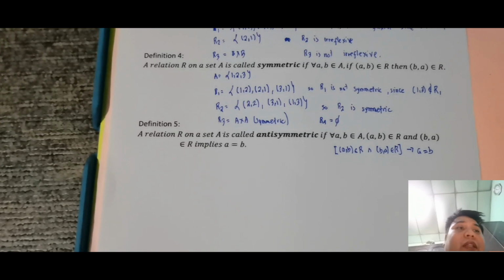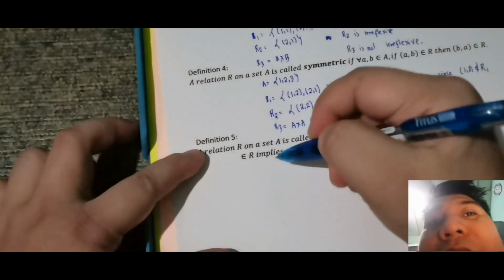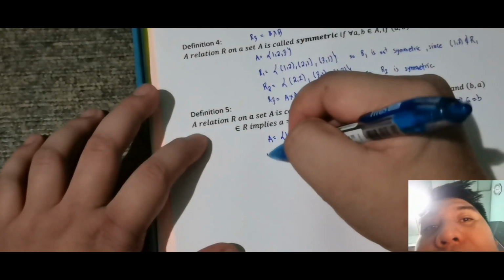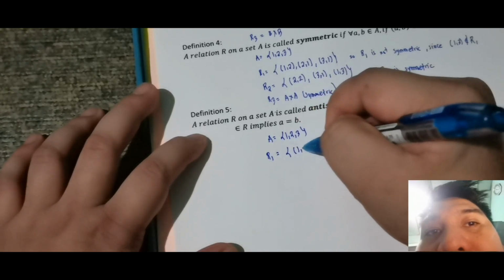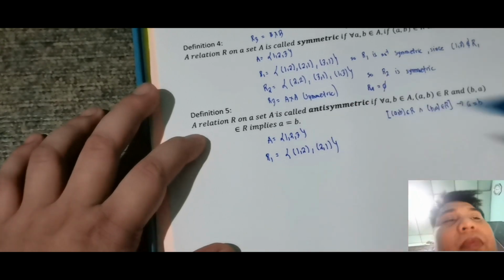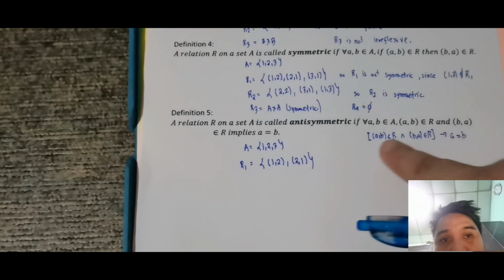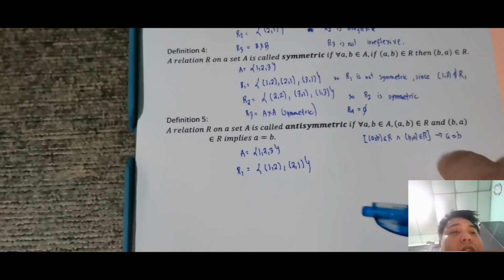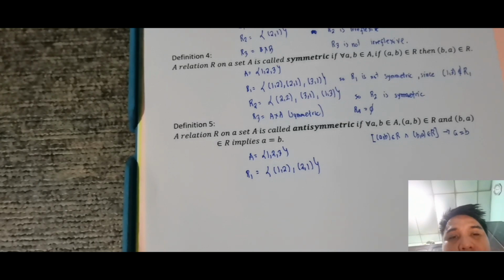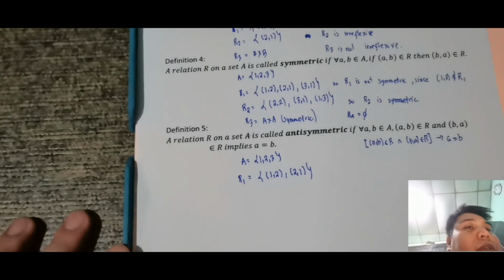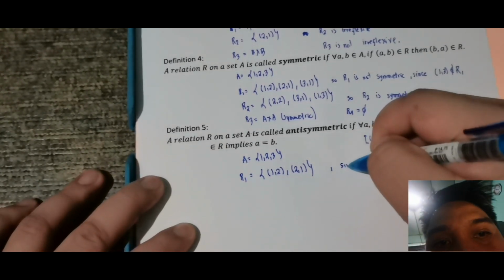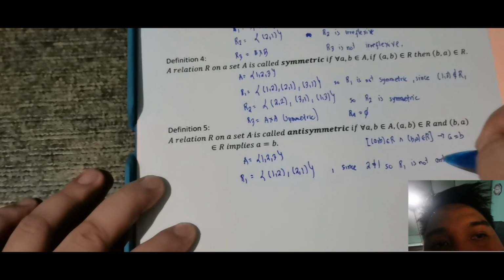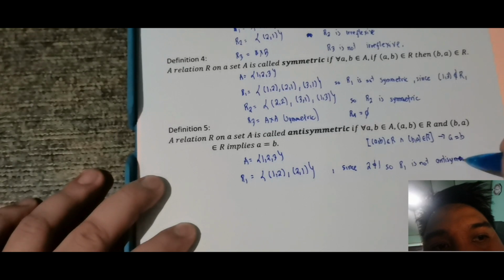So, this is the first example. Let's say A is the set containing 1, 2, 3. Let's say R1. Let me first put (1, 2), (2, 1). I said earlier that the condition says if (A, B) is there, (B, A) must be there too, because of the conjunction. So that premise must be satisfied first. Then after satisfying the premise, you conclude that A must equal B. Now, I see (1, 2) and I see (2, 1), but 2 is not equal to 1. Since 2 is not equal to 1, R1 is not anti-symmetric.